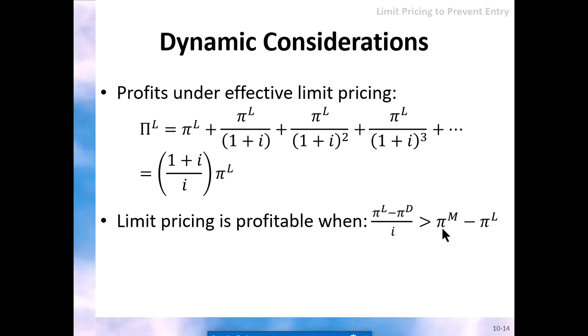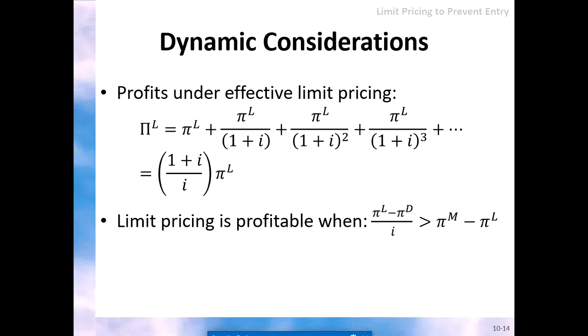So the left side of this inequality represents the present value of the benefit of limit pricing, and the right side represents the upfront cost of limit pricing. Notice that a necessary condition for profitable limit pricing is for the pre-period profit under limit pricing, pi L, to exceed the pre-period duopoly profit, pi D. However, this alone is not enough to warrant limit pricing. In addition, the present value of this benefit must exceed the upfront cost of generating the profit stream.